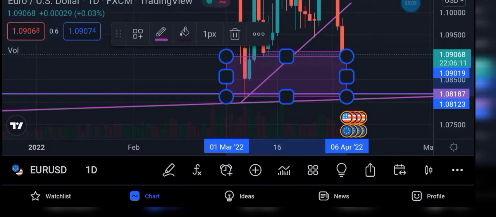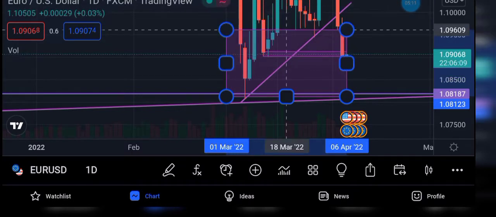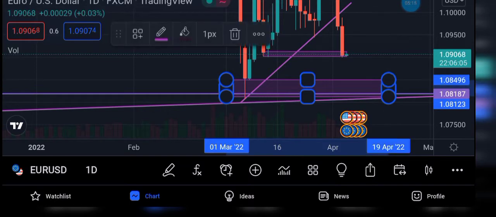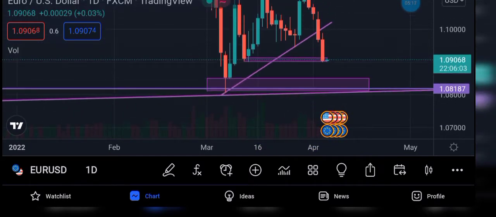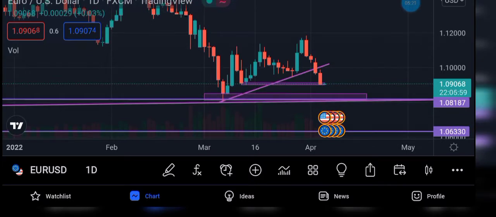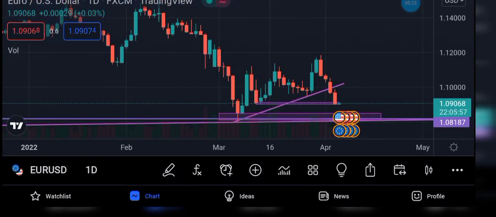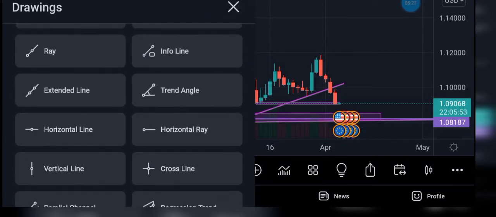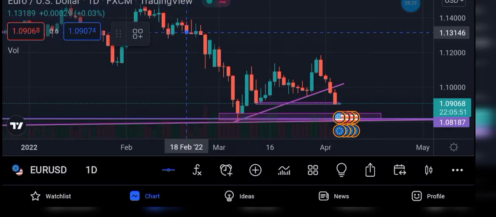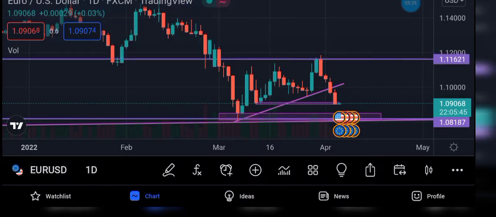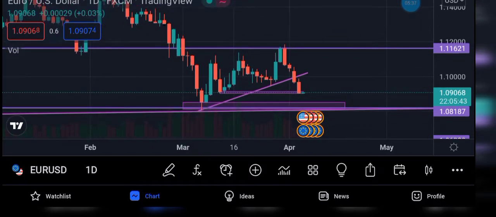Alright, so this is actually a zone, as you can see. And now what price is doing is moving to that zone. It's moving down. If you can see, there is another one above. Yeah, I should just use a line. You can see there's one above also. So price was moving from that particular point to the other one below.